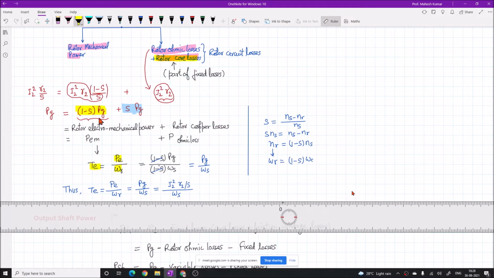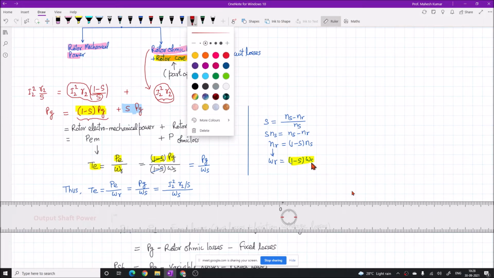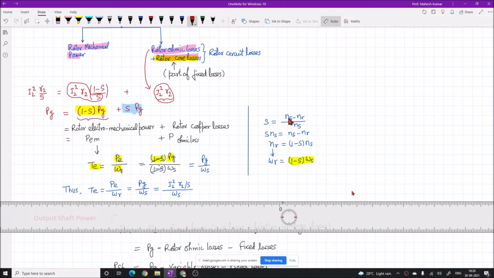And what is PE? PE is (1 minus S) into PG. So this is (1 minus S) into PG divided by omega r. Omega r is (1 minus S) into omega S. You can prove that by using the slip definition, because slip is (Ns minus Nr) by Ns. Therefore S into Ns is Ns minus Nr, and therefore Nr is nothing but (1 minus S) into Ns, and therefore omega r is nothing but omega S into (1 minus S). So using this term, these two terms will go away. We have only PG by omega S.